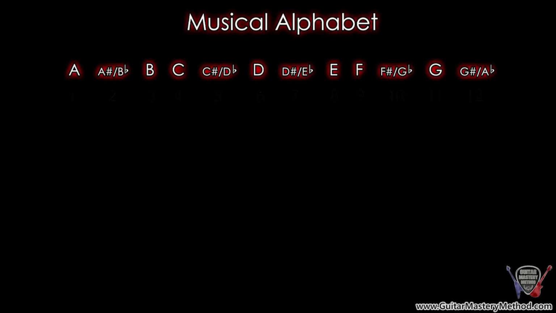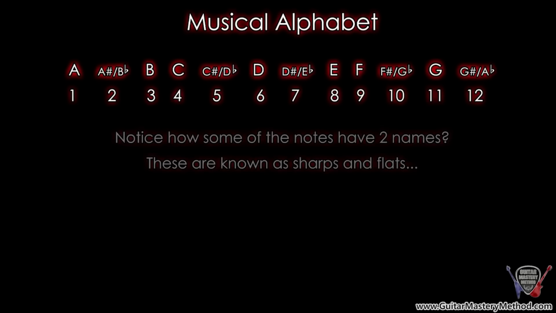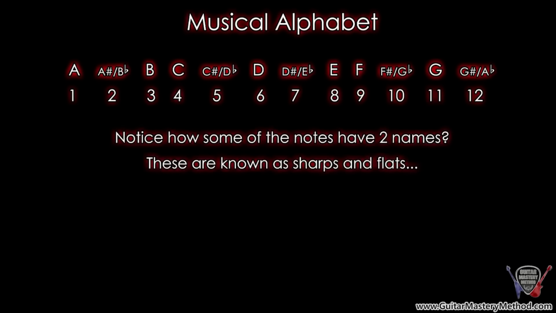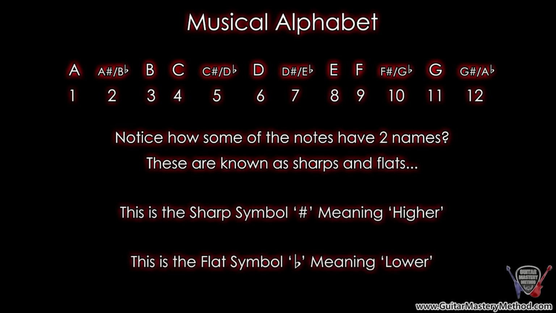Here are the 12 notes. A sharp and B flat, B, C sharp and D flat, D sharp and E flat, E, F sharp and G flat, G and G sharp and A flat. Notice how some of the notes have two names? These are known as sharps and flats. This is the sharp symbol, meaning higher, and this is the flat symbol, meaning lower.